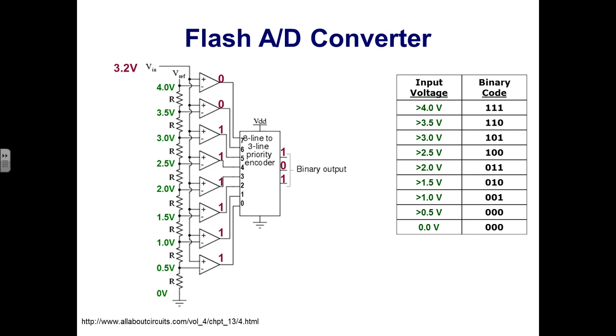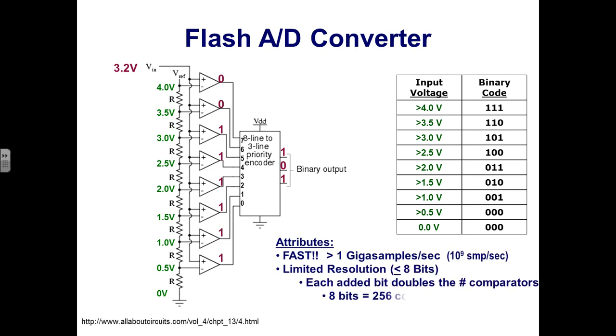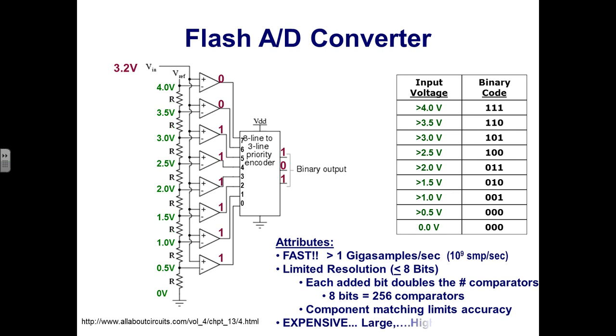This kind of converter is extremely fast. You only have to wait for the time it takes for the comparators to respond before you have an output, basically. So these are the fastest style. You can get up to a gigasample per second or more, that being a billion samples per second. Problem is that these are very, very expensive.